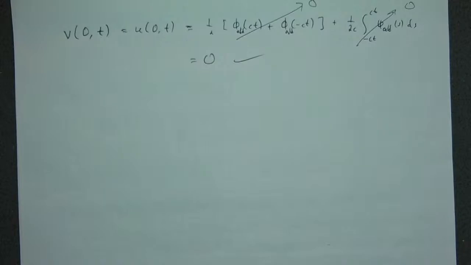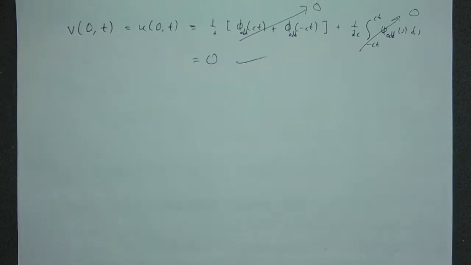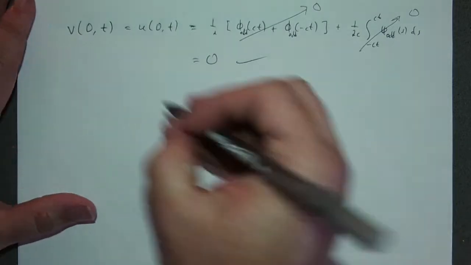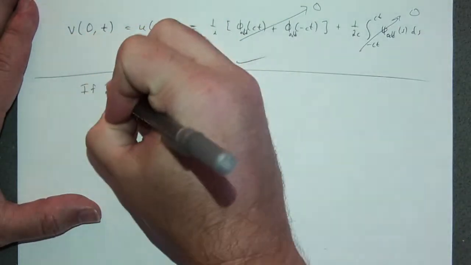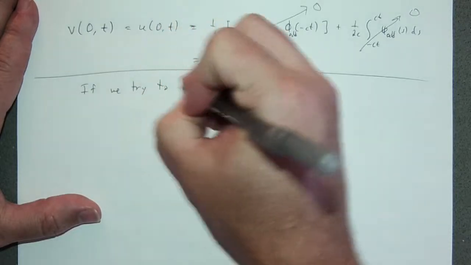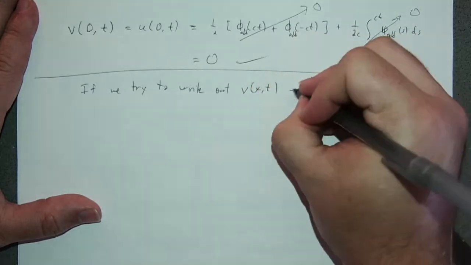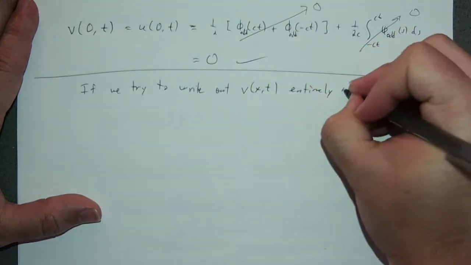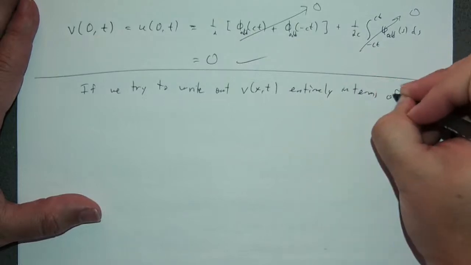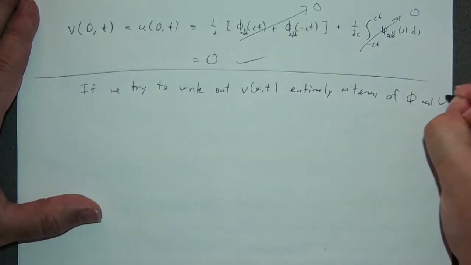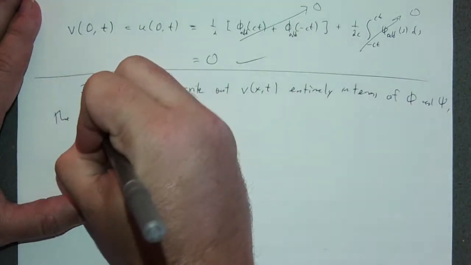Now, there's a slight thing to consider here, which is, okay, we've done these odd extensions in this way, but what is it that's actually going on? What if I actually tried to write this out? Well, there are two cases to consider. So if we try to write out v of x,t entirely in terms of the original phi and c, there are two cases.